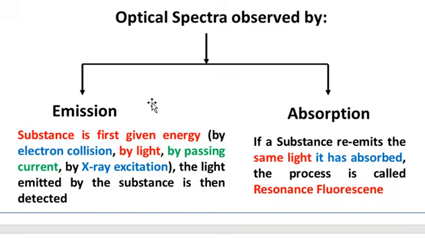So there are two main categories into which we can split an optical spectrum. For example, it could be the emission spectrum, or it could be the absorption spectrum. And of course, these two will be opposite to each other.